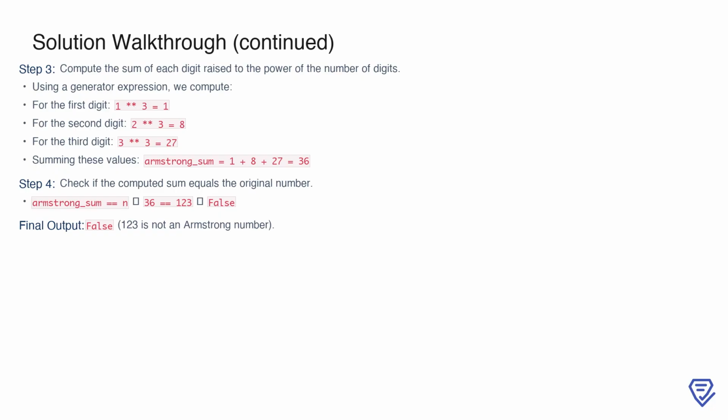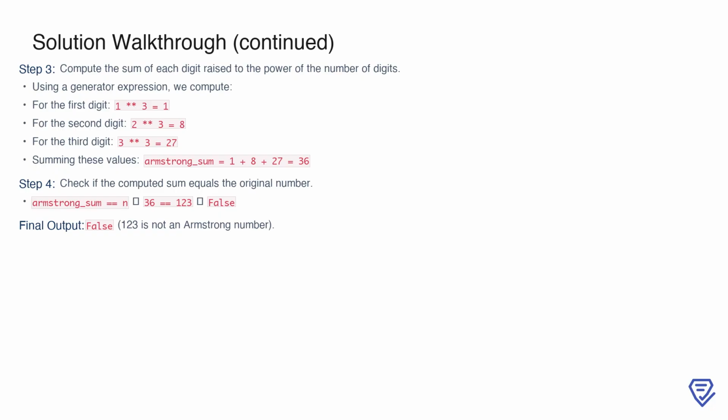For the first digit, 1, we calculate 1^3 equals 1. For the second digit, 2, we calculate 2^3 equals 8. For the third digit, 3, we calculate 3^3 equals 27. Adding these values together gives us Armstrong_sum equals 1 plus 8 plus 27, which equals 36.